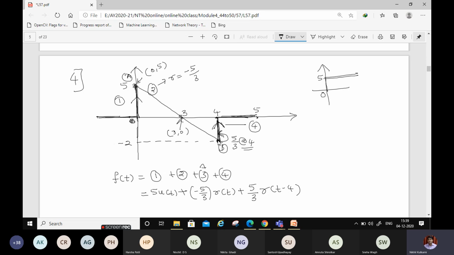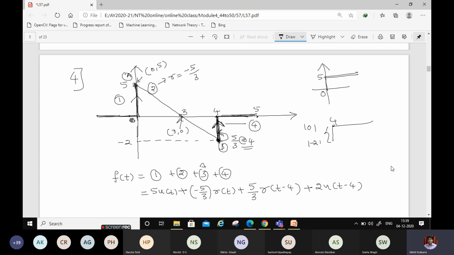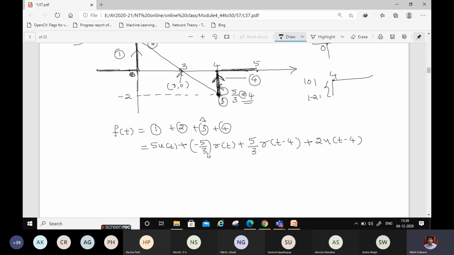Then here it is cancelled, so from here to here there is an upward unit step signal. What is the magnitude? Magnitude is 2. You just check the magnitude, don't worry about the sign. Where is it starting? At 4. So you have to add that signal with the magnitude 2 u of t minus 4. Getting this, everyone?